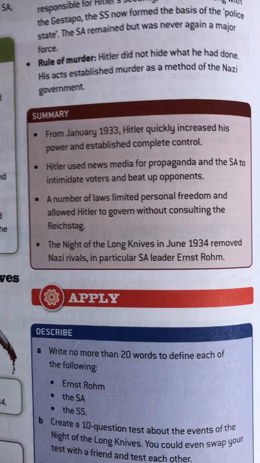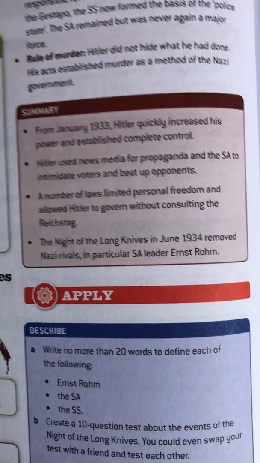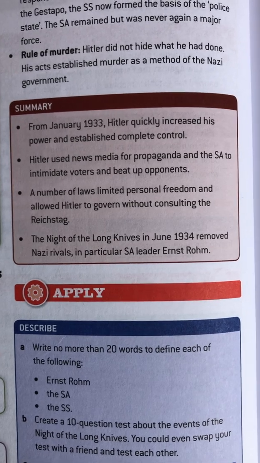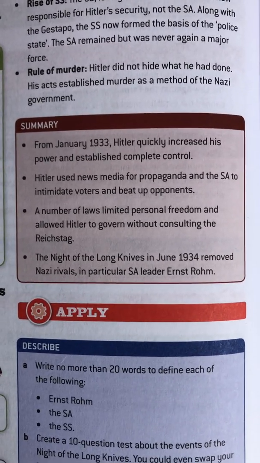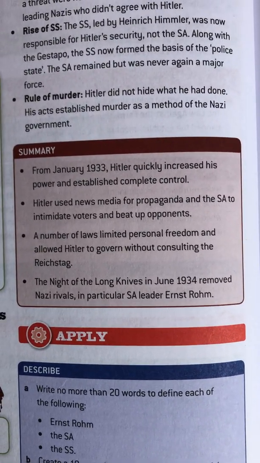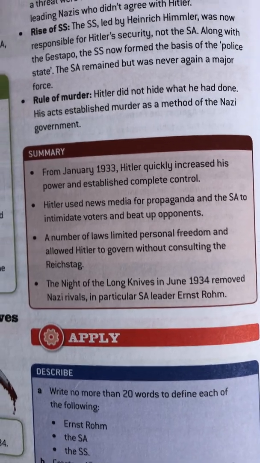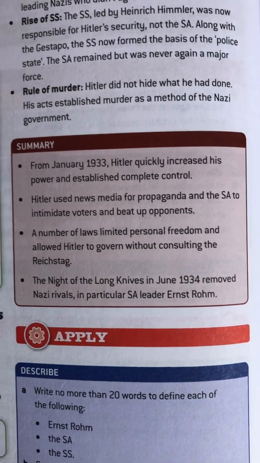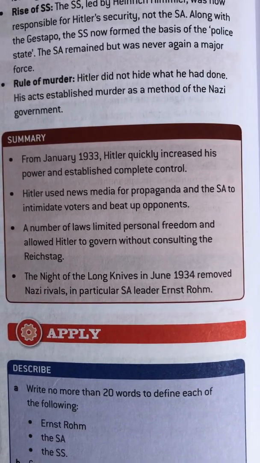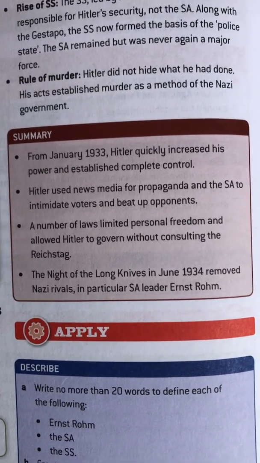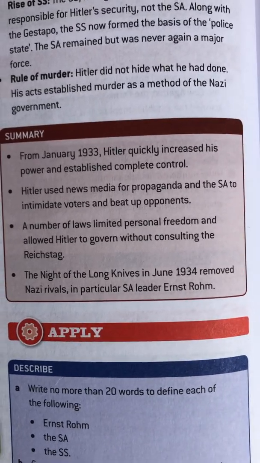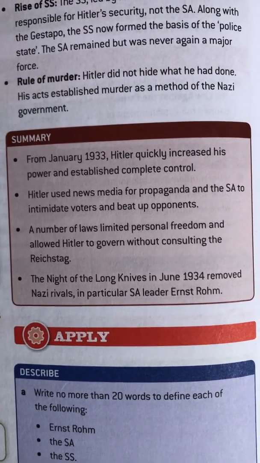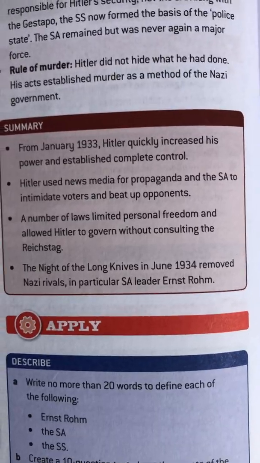As a result of all this, Hitler quickly increased his power and established complete control. He used new media and propaganda and the SA to intimidate voters and beat up opponents, because he kept the SA, but now more tightly under his leadership. A number of laws were passed which limited personal freedom, which let Hitler rule without the Reichstag, and the Night of the Long Knives removed any threat that Hitler faced within the Nazi Party.